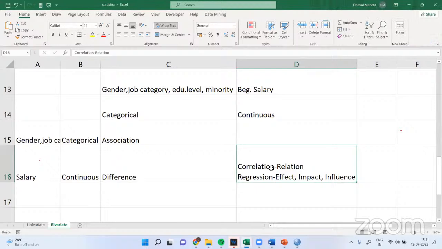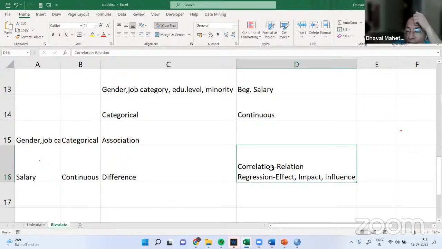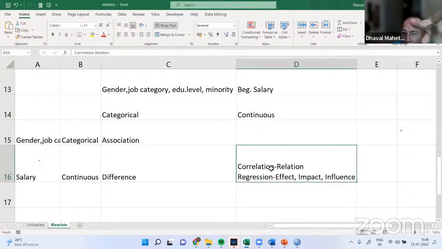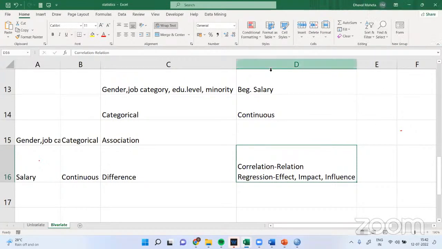Yes. So just think, can I say that the female salary is related to male? Is there any such concept? No. So both of them are independent entities. And therefore I want to say, is there any difference in this salary or not? So that is the reason we are using the word difference. Okay, understood, sir. Thank you.